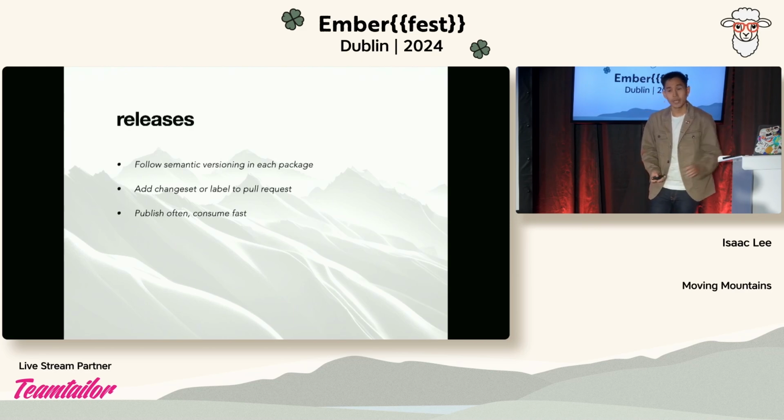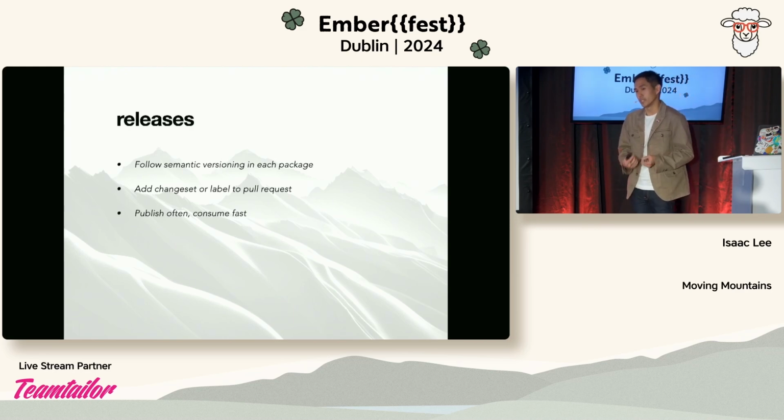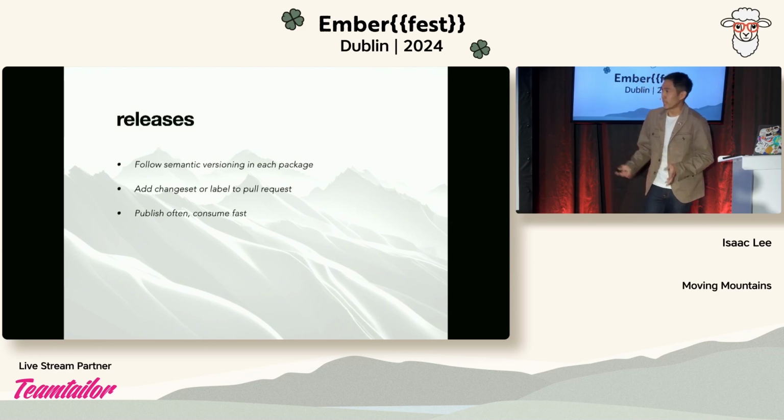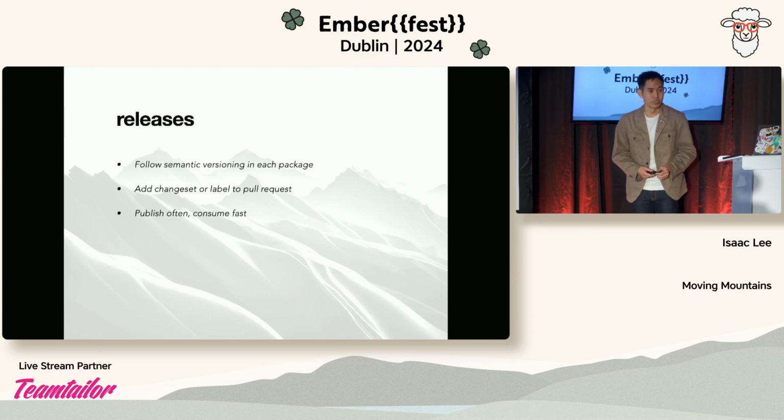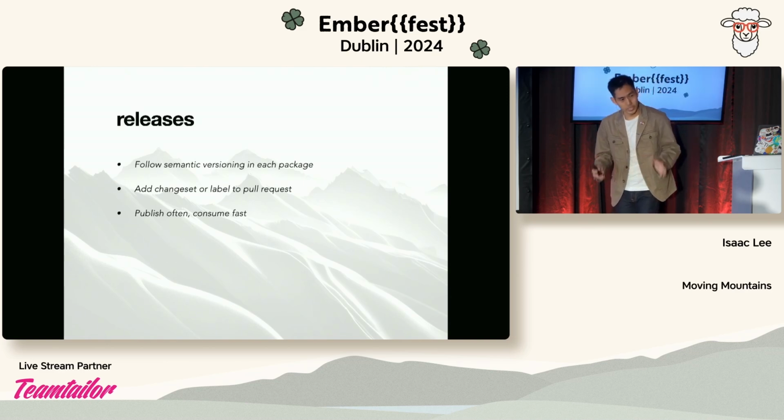Second, because add-ons can depend on each other, it's actually tricky to update versions to meet semantic versioning. So what we'll do is to add change sets or labels on pull requests, then rely on some tool to update the versions for us. And lastly, because add-ons can depend on each other, we'll want to publish often and consume new versions right away. Otherwise, you can create dependencies between pull requests in the old repo, and these dependencies can be harder to resolve the longer you wait to merge the PRs.